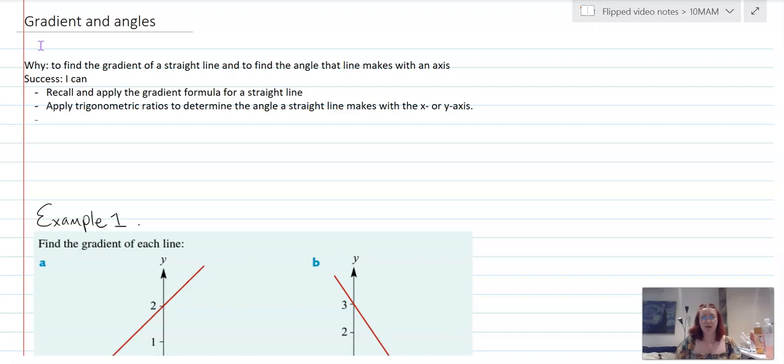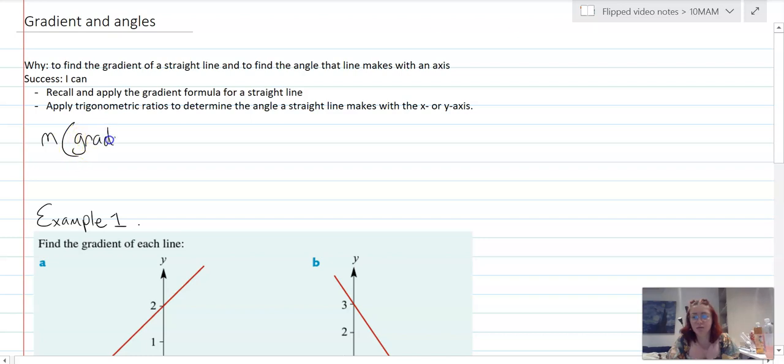So our success criteria here are that we want to be able to recall and apply the gradient formula for a straight line, and apply the trigonometric ratios to determine the angle that that straight line makes with the x or y axis. So if you remember that our formula for gradient, which we refer to as m, and remembering that the equation of our straight line would be y equals mx plus c, so we're looking for that m, the slope of the line, is going to be y2 minus y1 over x2 minus x1.